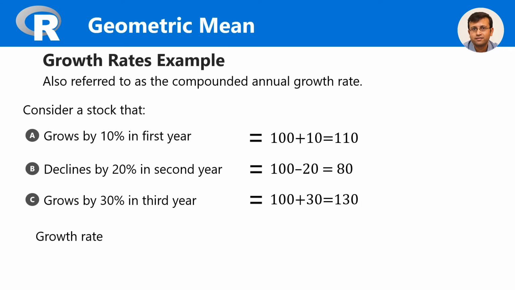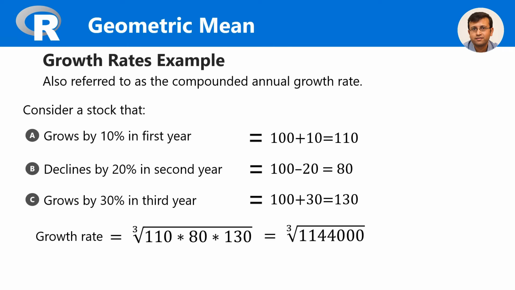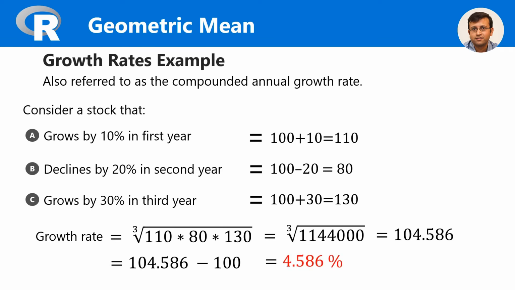We can use the geometric mean to compute the compounded annual growth rate. Therefore, the growth rate will be the cube root of the product of 110, 80 and 130. In this case, our vector contains three elements, that is 110, 80 and 130. The length of the vector is 3. Therefore, computing the geometric mean, we get the result as 104.586. Now since we are computing the annual growth rate in terms of percentage, 104.586 minus 100 will give us 4.586%. Now we can say that the annual compounded growth rate of the stock is 4.586%.